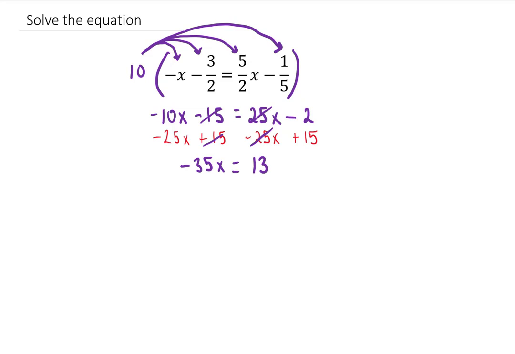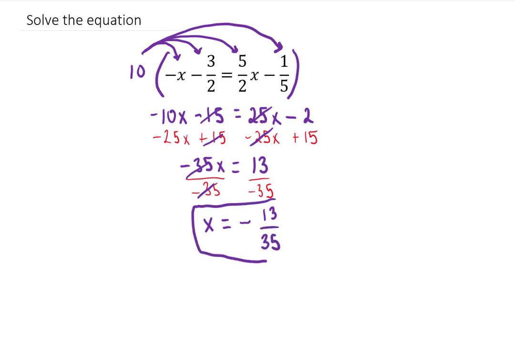So now, one last step to isolate the x would be to divide both sides by negative 35. And after we divide by negative 35, looks like on the left-hand side with cancellation, we'll just have x. And then on the right-hand side, we have a positive divided by a negative, so that'll be a negative number. And this number happens to be 13 over 35. So not the best number I've ever seen, but the solution to the problem nonetheless.